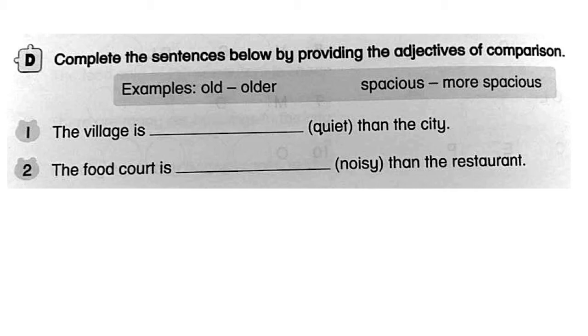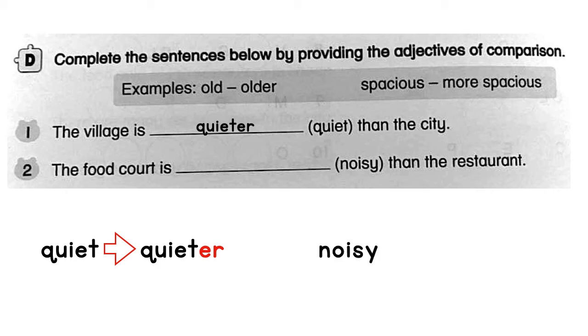Okay, for the first statement, the village is quiet than the city. We want to make a comparison between the village and city. Okay, quiet is a regular adjective, so we have to add er, so quieter. The village is quieter than the city. Okay, 2. The food court is noisy than the restaurant. Okay, still remember the rules. Okay, we have to replace the y with i and add er. So the food court is noisier than the restaurant.